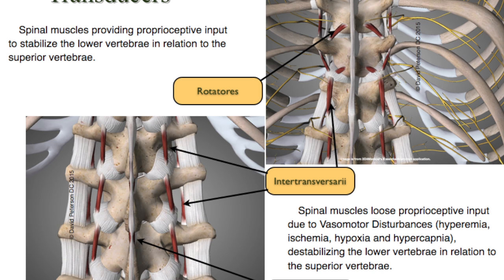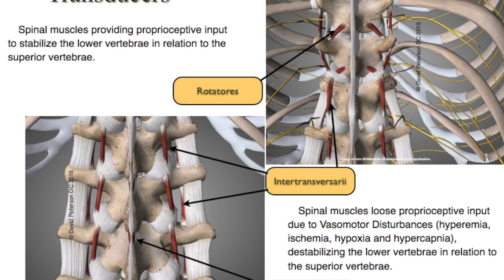Spinal muscles lose proprioceptive input due to vasomotor disturbances, hyperemia, ischemia, hypoxia, and hypercapnia, resulting from gastrointestinal inflammation disrupting proprioceptive input of the lower vertebra in relation to the superior vertebra and the ability to control motion of that vertebra.